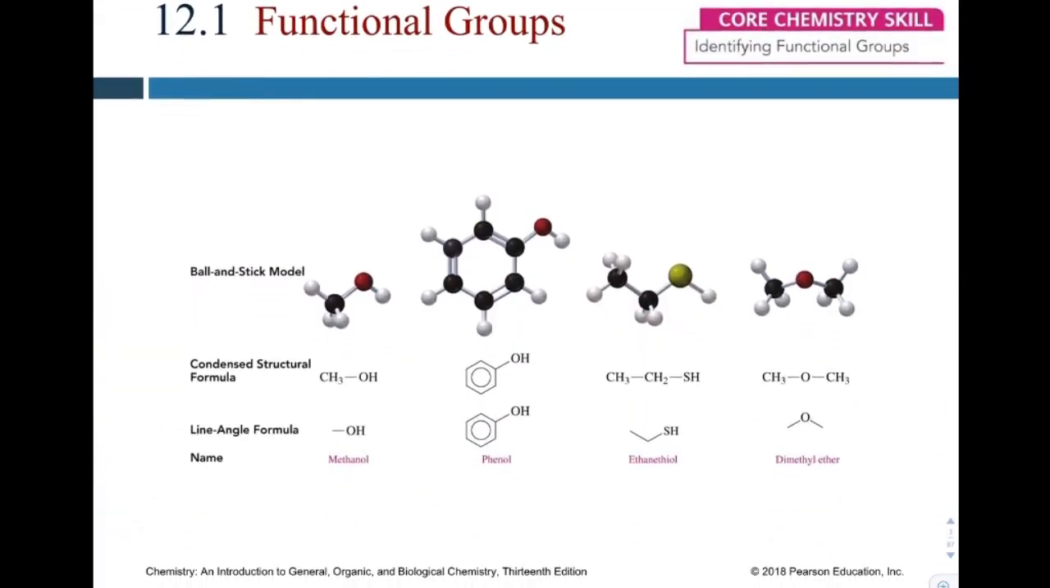Here are some of the different ball and stick models. We can see that oxygen is represented in red, sulfur is represented in yellow, and you do get that bent structure around all of your oxygens and sulfurs because they have the same valence electrons in the same family.